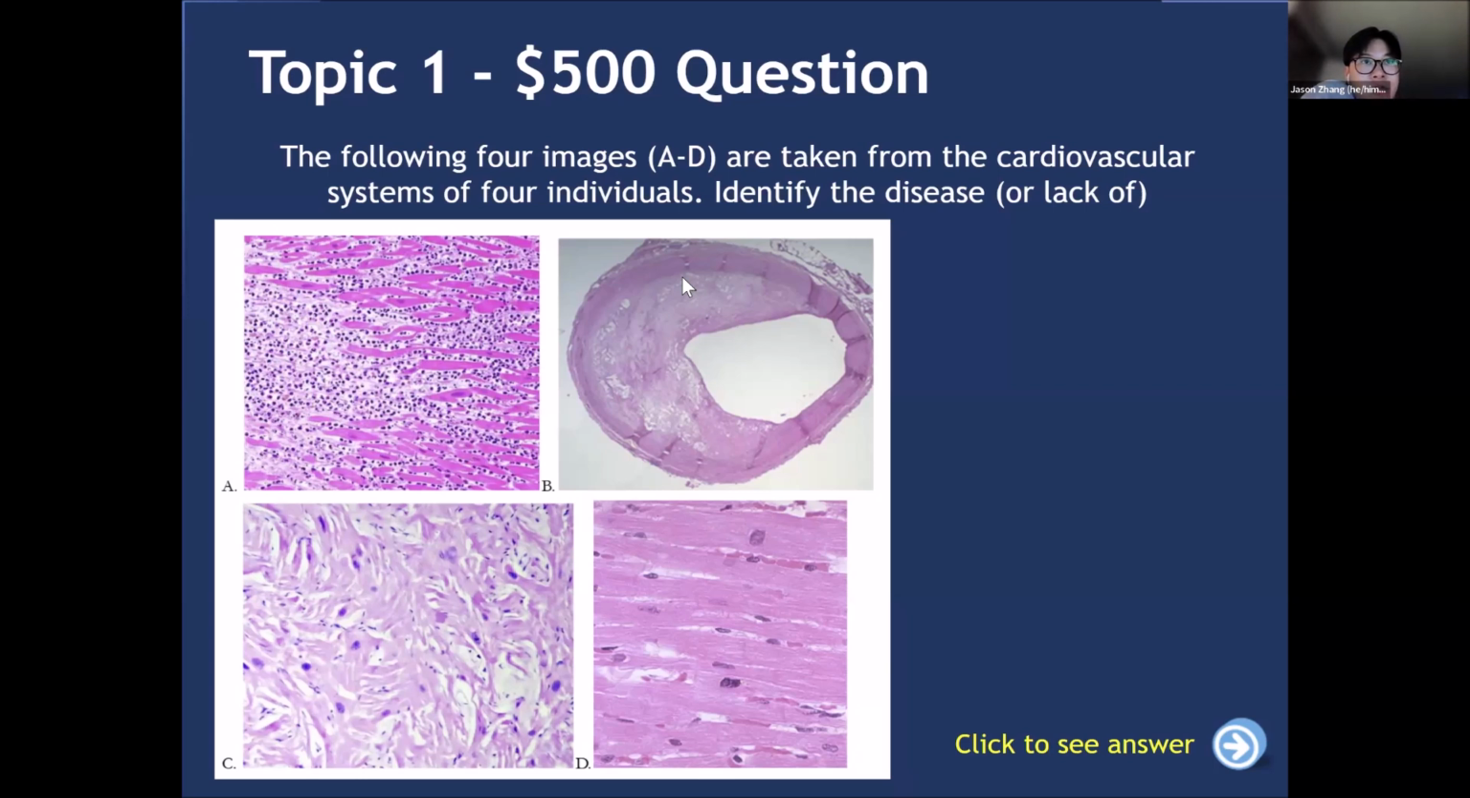Bottom left is hypertrophic cardiomyopathy. So there is a degree of fibrosis, but there's myocardial hypertrophy, and it's kind of in disarray. So this is thickening of the interventricular septum, and then D is normal. I thought... Wait. Yeah. And okay, so I think that's it.